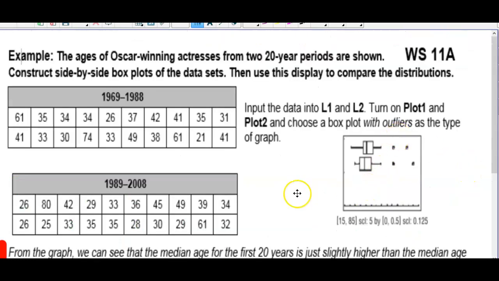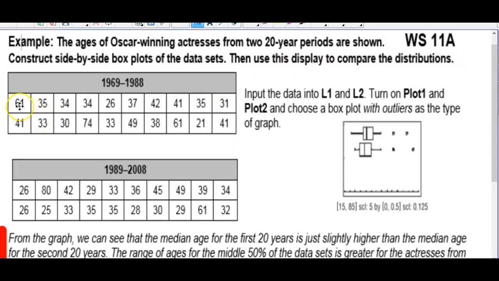All right, I'm on to worksheet 11. It says the ages of Oscar-winning actresses from 2 20-year periods are shown. Construct side-by-side box plots of the 2 data sets, then use the display to compare the distributions. So I'm not going to do this on my calculator, too much work, but they put all of these in. So from 1969 to 1988, they got this top box plot, okay? There were 2 outliers in the data. Looks to me like these 2 were outliers.